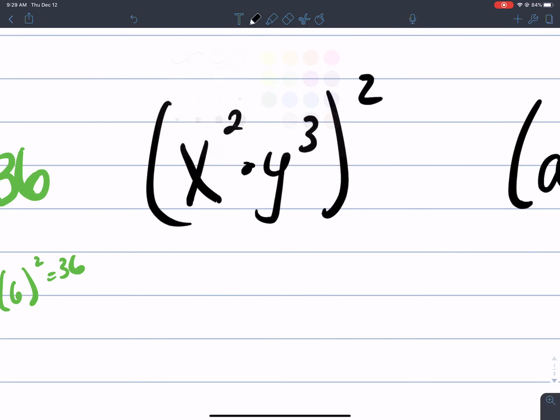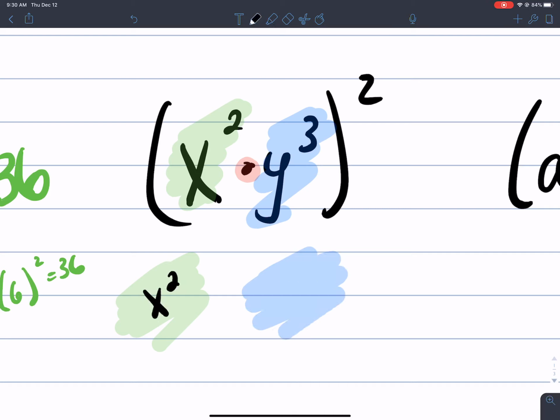So here we have 2 things that are all being multiplied inside one set of parentheses, and we can see that set of parentheses is raised to an exponent. So the 2 things that are being multiplied, one of them is x squared, and the other one is y to the third. So we rewrite those things. So x squared is one of the things, y cubed is the other thing. Now they both should get that power.